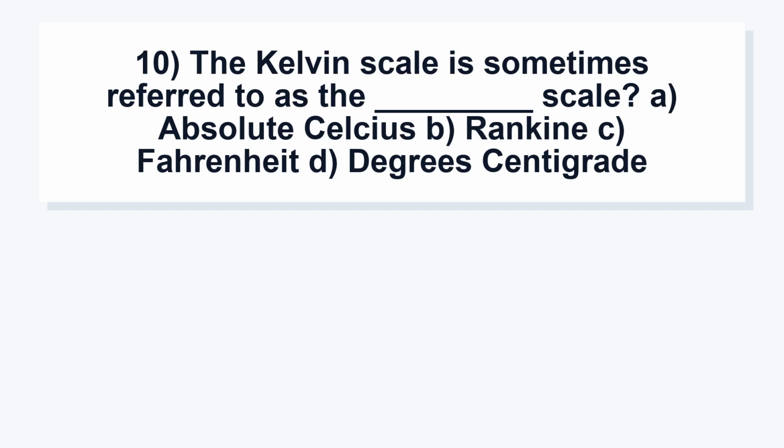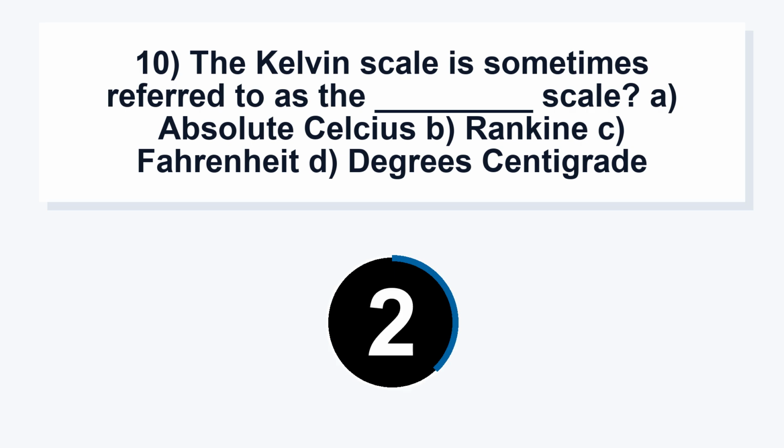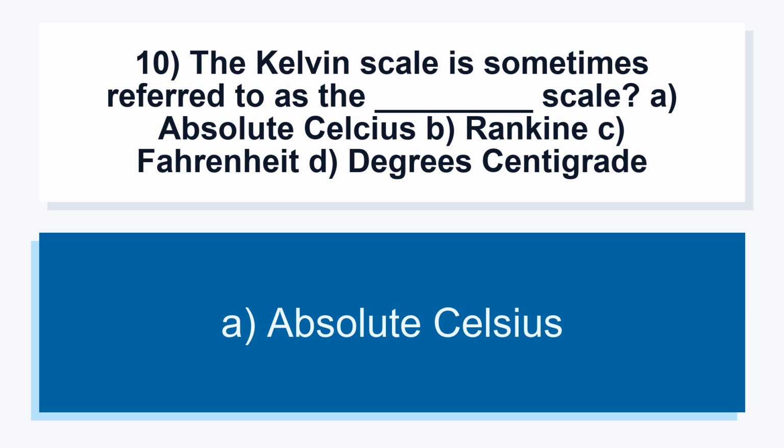10. The Kelvin scale is sometimes referred to as the blank scale. A. Absolute Celsius. B. Rankine. C. Fahrenheit. D. Degrees centigrade. A. Absolute Celsius.